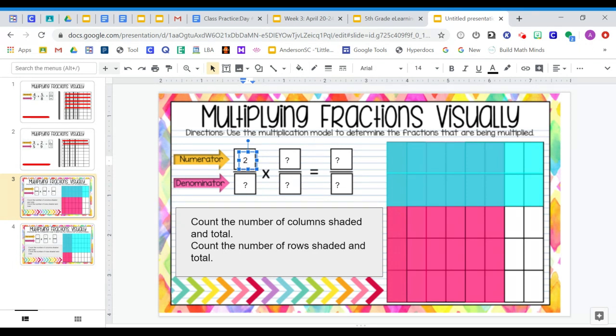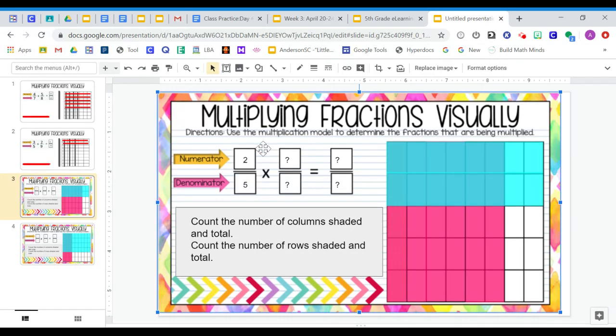I have two pieces. How many rows do I have altogether? 2 out of how many? There's 1, 2, 3, 4, 5 rows altogether. So this is 2 rows out of 5 rows, or the fraction 2/5.